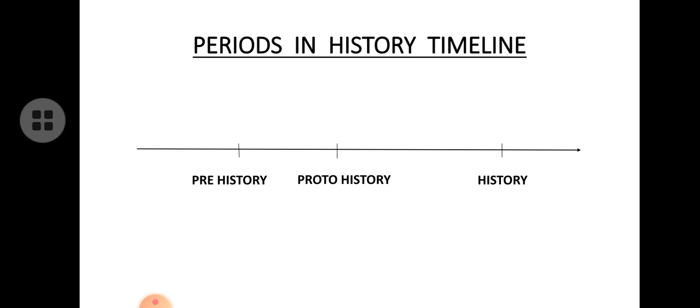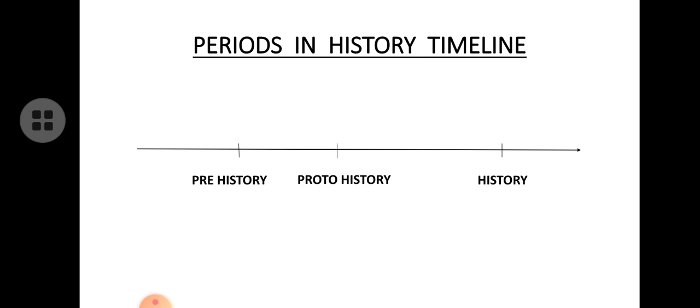The periods in the historical timeline are divided into three important parts. One is prehistory, the second one is protohistory, and the final one is history. So what is prehistory? One by one we'll study now.